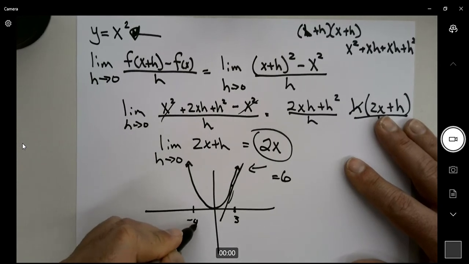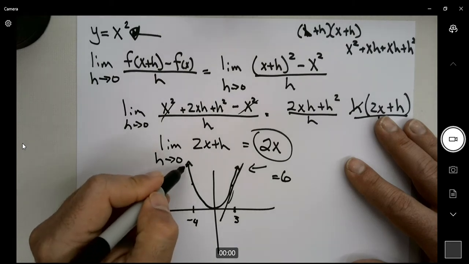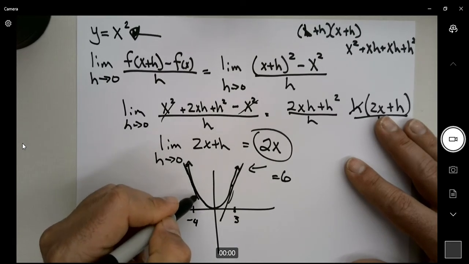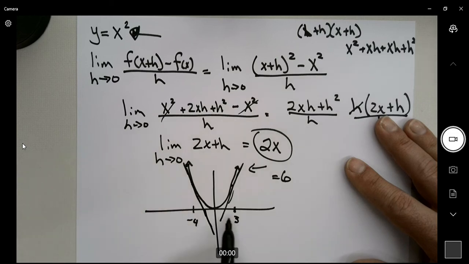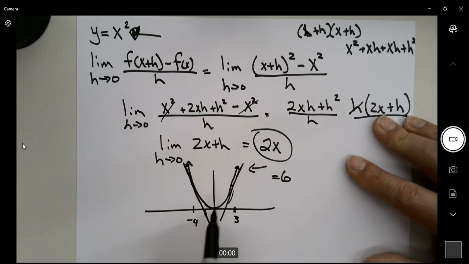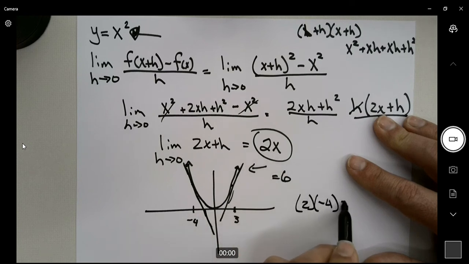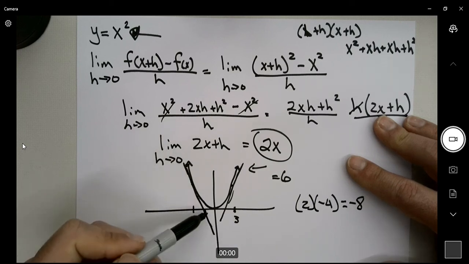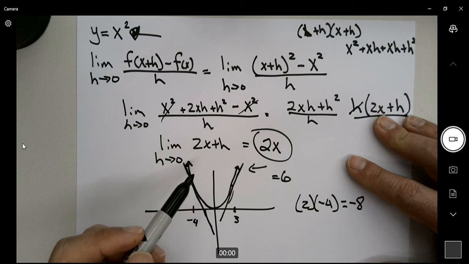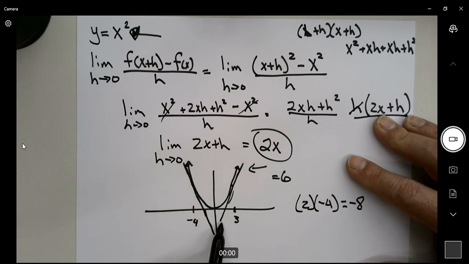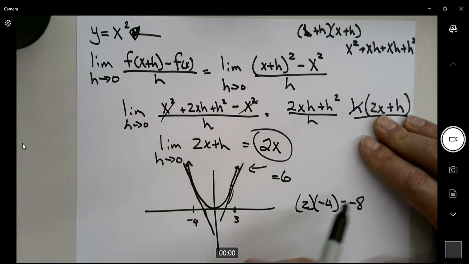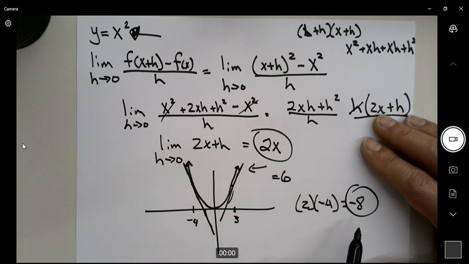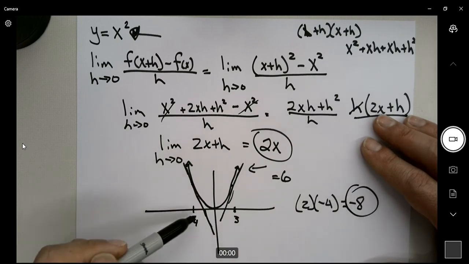So let's come over here and let's look at x equals -4. What happens at -4? Well, we should see the slope of the tangent line is going to look something like this, and it's a little bit steeper than this. And we can plug in -4 here. 2 times -4 is -8, and that should make sense because our slope is negative for this tangent line. It's leaning left. It's a negative slope, and it is steeper than this slope was at 6, so -8 is our answer. That's the instantaneous rate of change of this function at the point x equals -4.